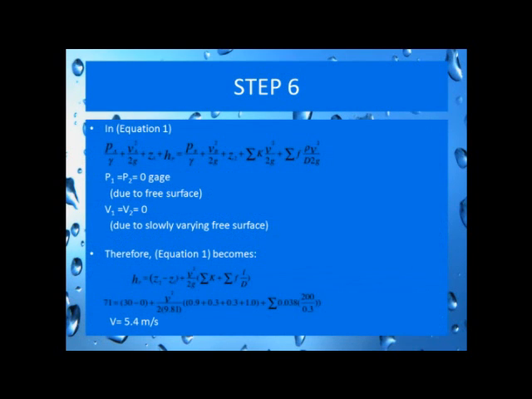We begin step 6 by using our equation 1, which is the pipe flow equation. Due to the free surface, P1 and P2 are equal to 0. Due to the slowly varying free surface, V1 and V2 are also equal to 0. This allows for equation 1 to become simplified. Using this simplified expression, plug in your known values and solve for V.